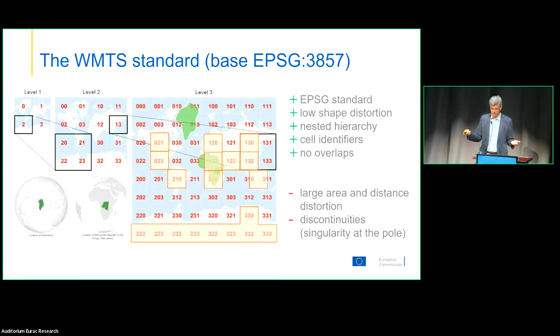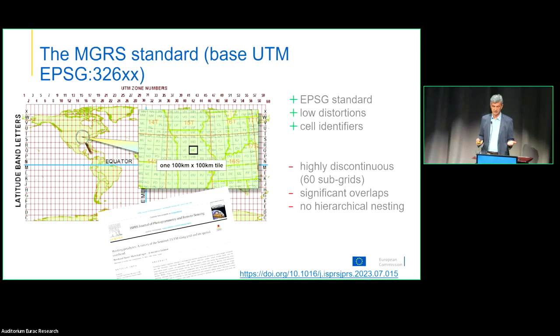I mean, this is a very famous one, the WMTS, which is still in use and which is a fantastic system in terms of its hierarchy, it's nicely nested, it's great for operations. But if you want to really have a global coverage, you use as much storage for Antarctica as you use for the whole rest of the populated world. And this is, of course, not a very efficient way. That's a distortion issue, so that alone is a problem.